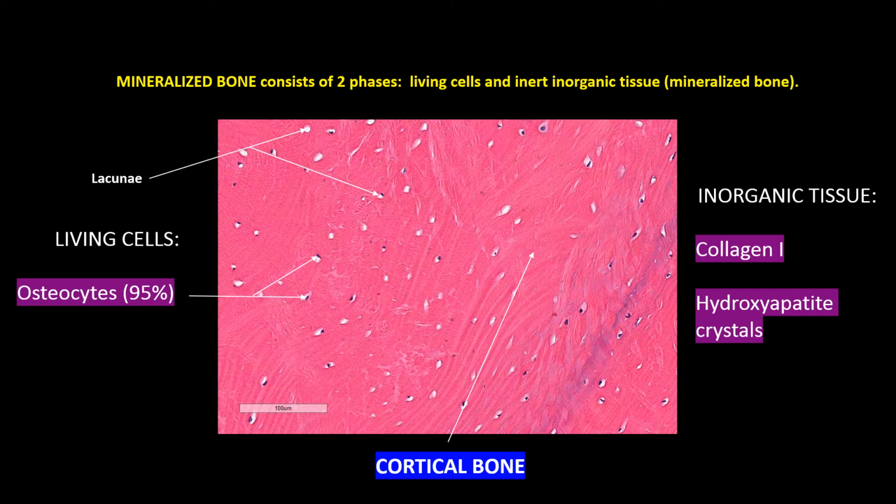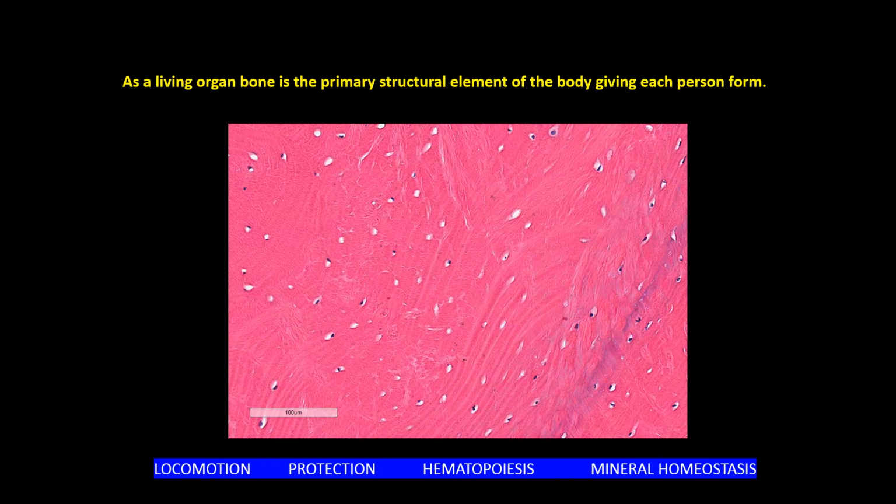Osteoid is mostly collagen 1 that remains unmineralized for 3 weeks, undergoing a complex chemical preparation. Then, in a kerchunk moment, mineralization by crystals of calcium hydroxyapatite abruptly appear, filling 70% of available sites. As a living organ, bone is the primary structural element of the body, giving each person form. Its roles are locomotion, protection, a storehouse for hematopoiesis, and mineral homeostasis.